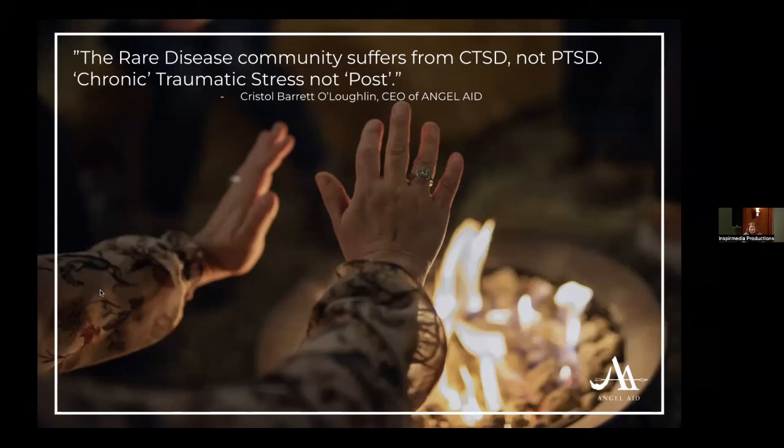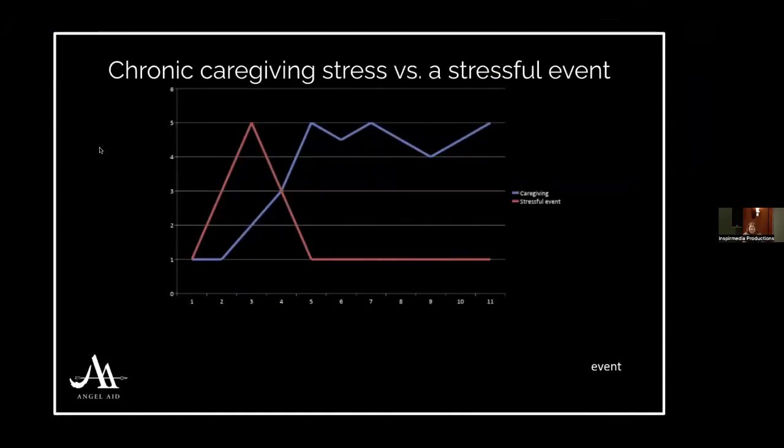So when we talk at Angel Aid about the kind of trauma that occurs as a family moves through a rare disease journey, we talk about CTSD, not PTSD. So PTSD is post-traumatic stress disorder, and CTSD is chronic, ongoing traumatic stress disorder, right? So it's an ongoing navigation of trauma that is present and that creates irrevocable changes in the lives of families.